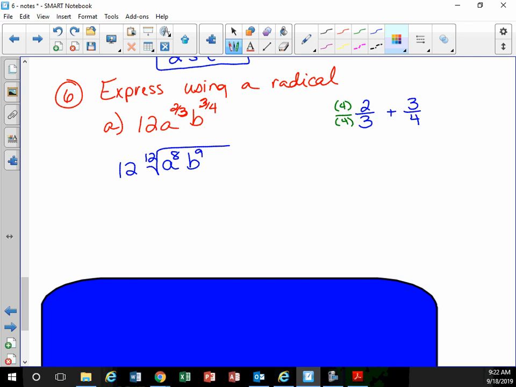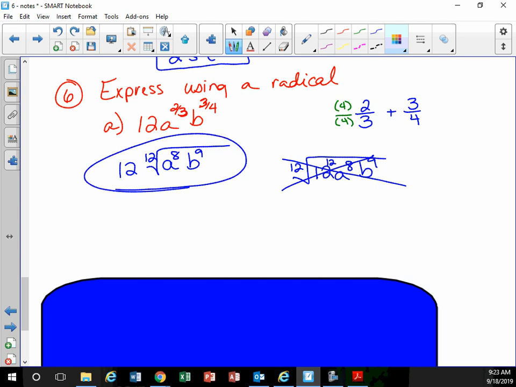Okay, if you write it, you're like, no, I really want my 12 under there. If you wrote that, that is incorrect. You would have to put 12 to the 12th under there for the 12th root to actually just be 12. That's too many 12s. It's just silly. So I do not recommend you do it that way. Do it this way. Okay, put the 12 out.